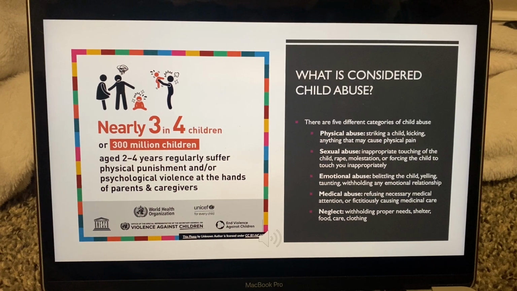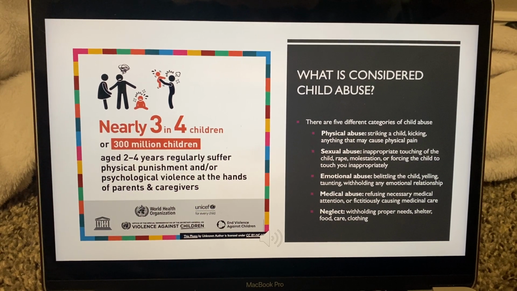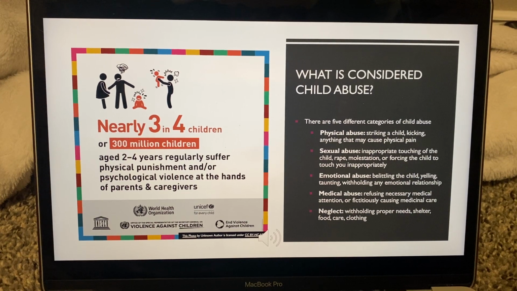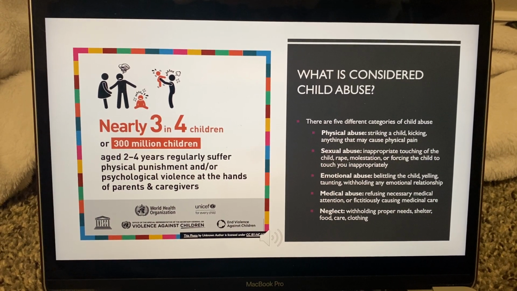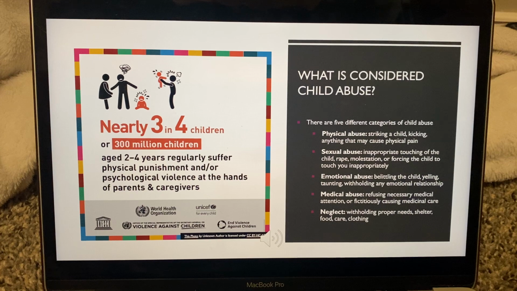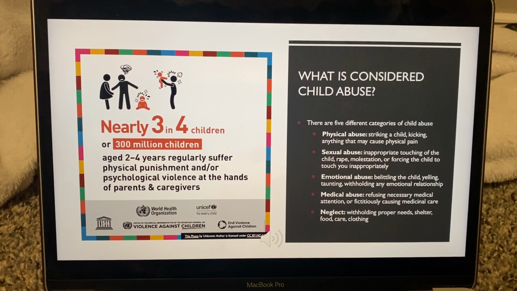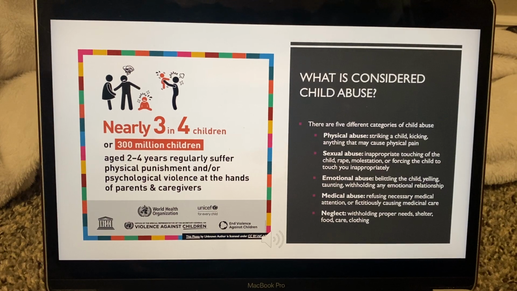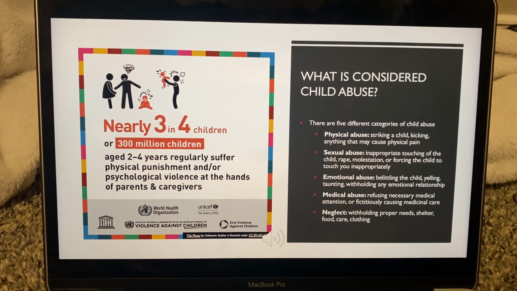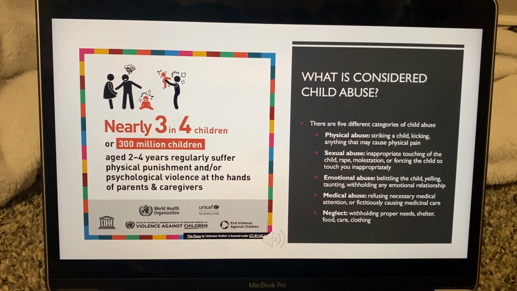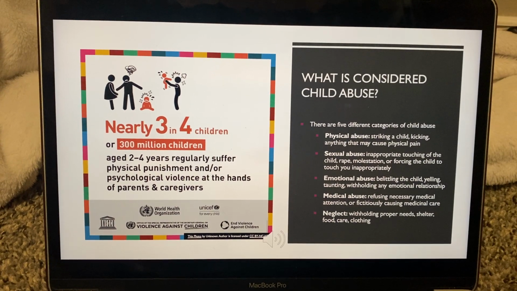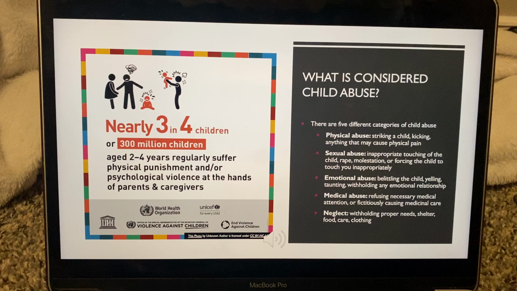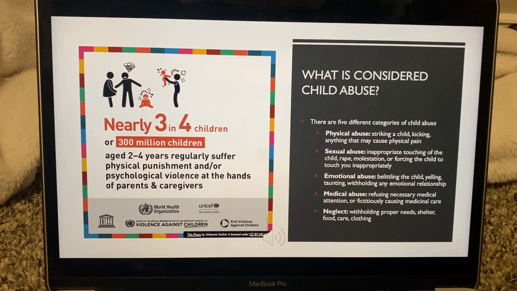Before we begin this PowerPoint on child abuse, we first have to define it. So what is considered child abuse? There are 5 different categories of child abuse, beginning with physical abuse, and that would be considered striking a child, kicking, anything that may cause them physical pain. Sexual abuse, which is inappropriate touching of the child, rape, molestation, or forcing the child to touch someone inappropriately.